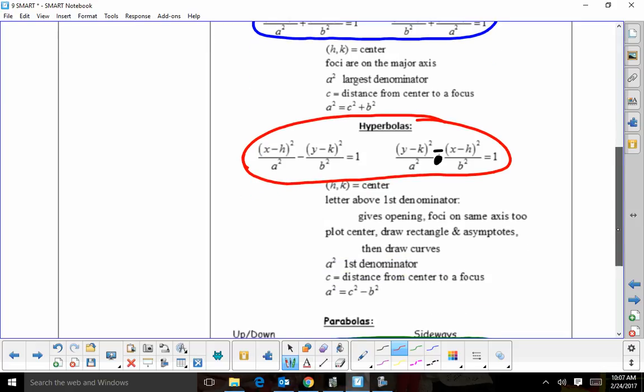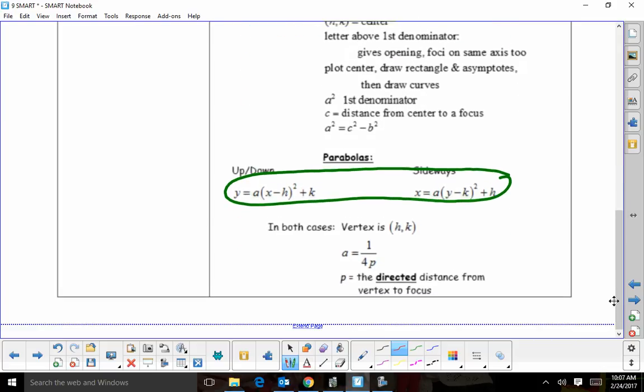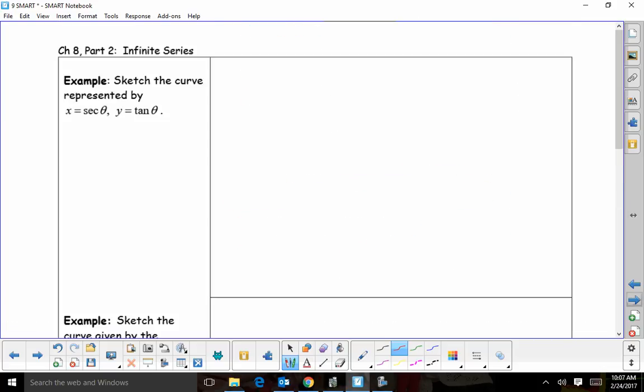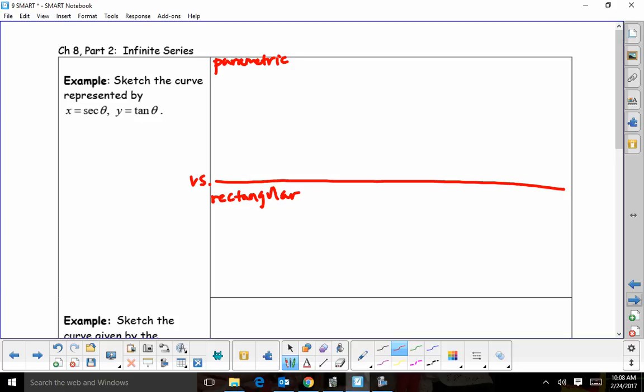Okay, so that's like all math analysis stuff that you do. We're going to sketch this curve. We're going to sketch it using what we know, first from parametric, then we're going to look at the rectangular. Another battle, boy. Okay.